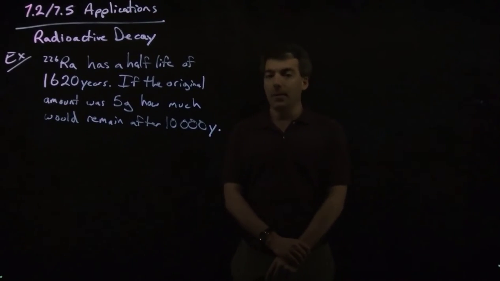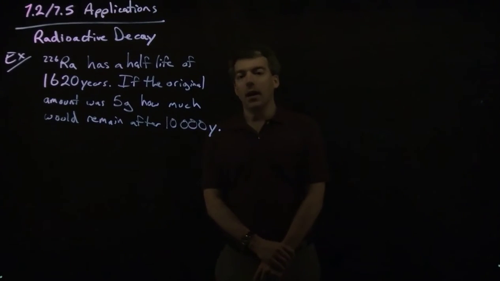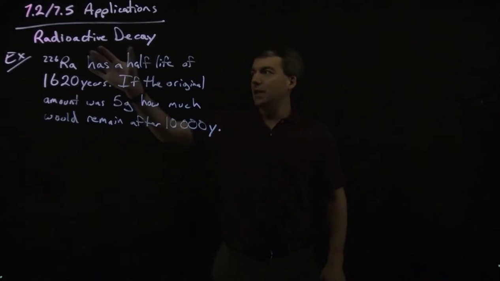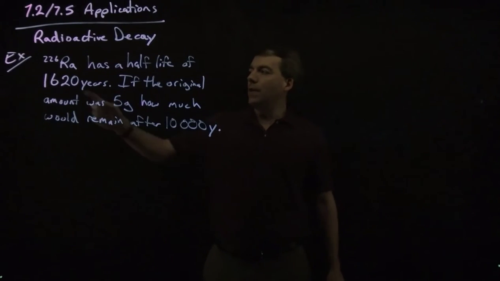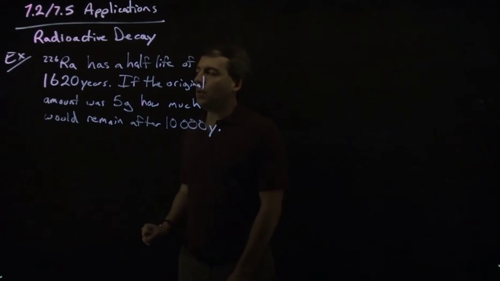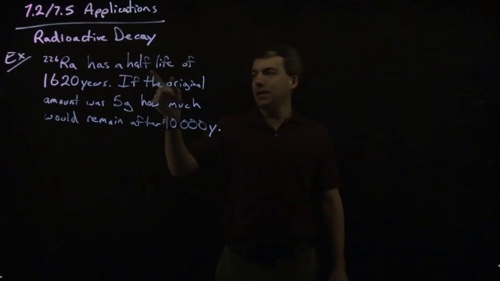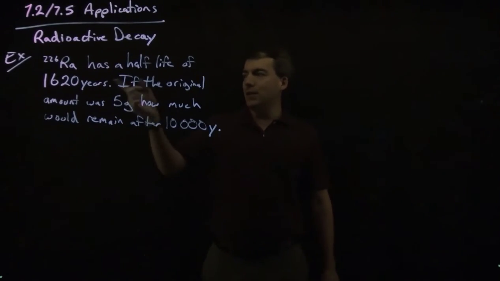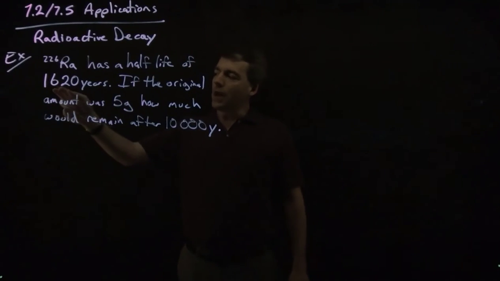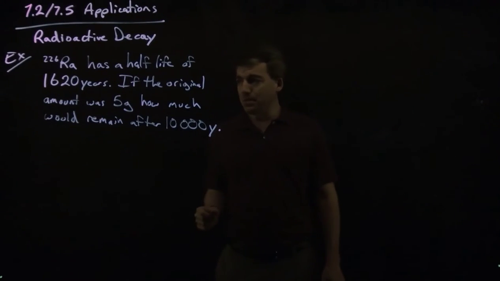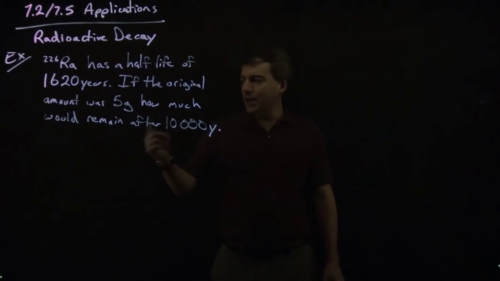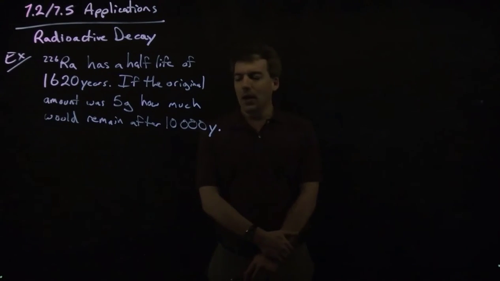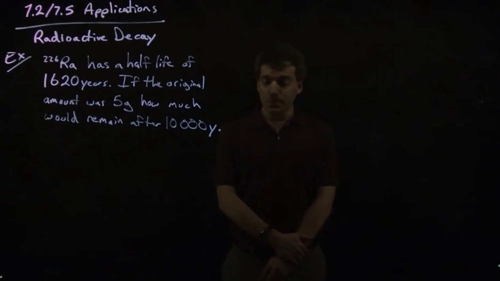We're going to look at another application of exponential equations, and this is dealing with radioactive decay. So here we have a sample of radium-226, and this isotope has a half-life of 1,620 years. If the original amount was 5 grams, we're asked how much would remain after 10,000 years.